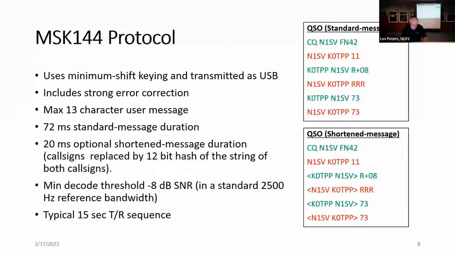I said before about 72 milliseconds and 20 milliseconds. That's for each transmission. So if you think about it, in a 15 second TR sequence, I'm sending my transmission over and over and over again. If you happen to hear somebody direct, you'll see all these decodes. You'll see 15 seconds worth of decodes of the same message over and over again. What you're hoping with Meteor Scatter is one of those 72 millisecond decodes hits a meteor.